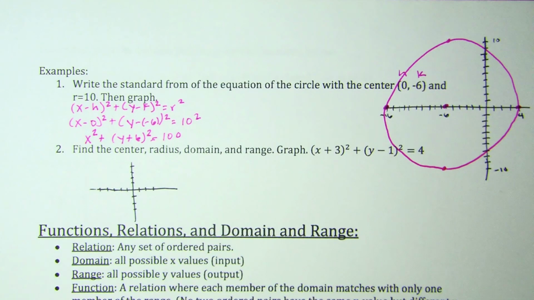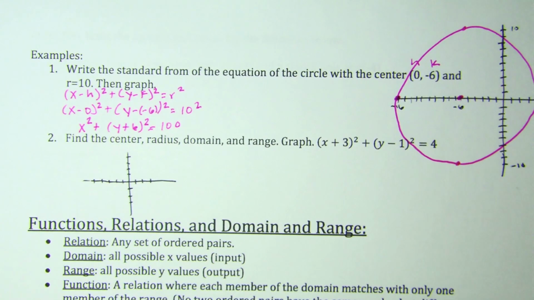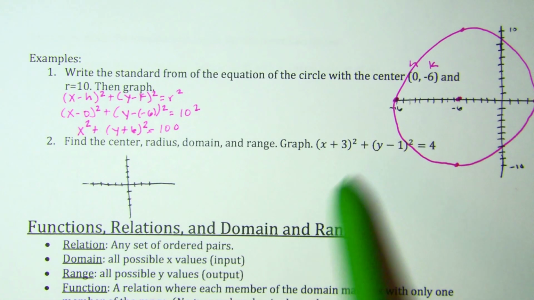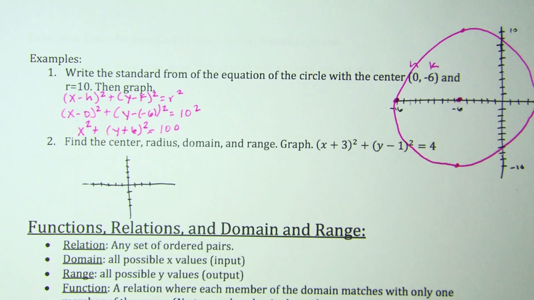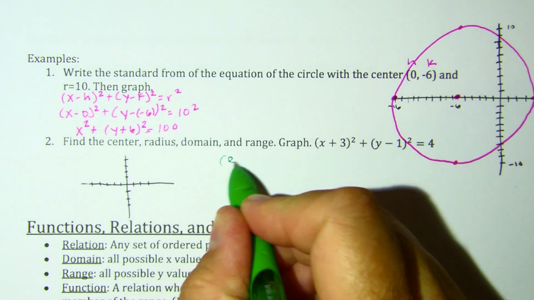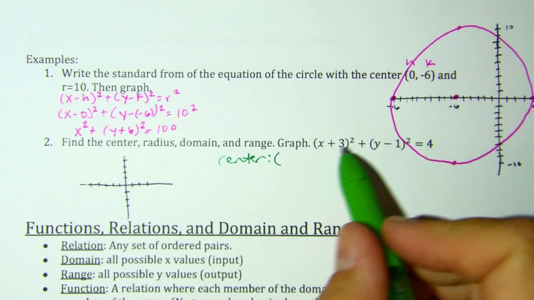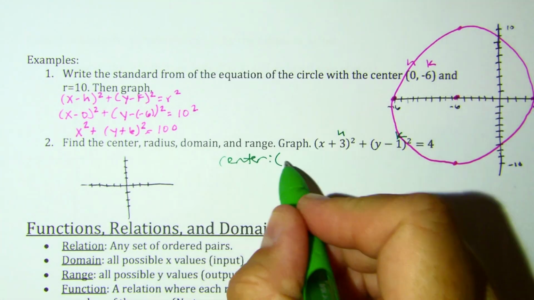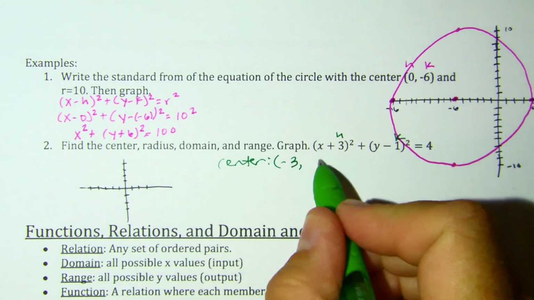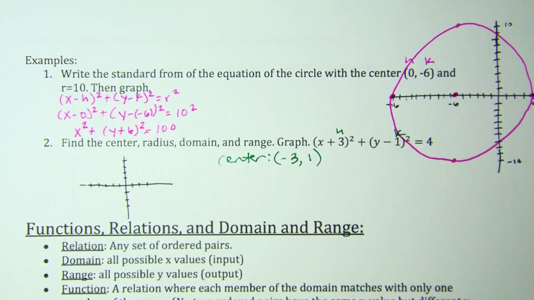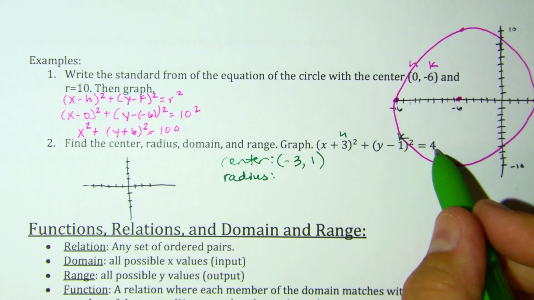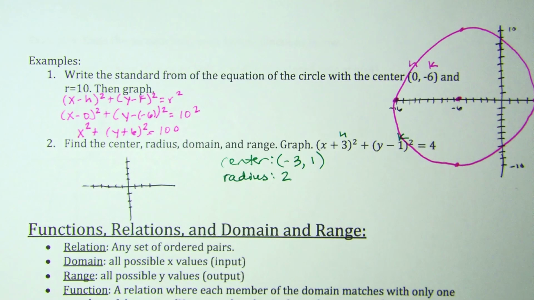The next example says to find the center and the radius and the domain and range, and we're going to be looking at a graph with the equation (x plus 3) squared plus (y minus 1) squared equals 4. So my center is my (h, k), and remember, if this is a plus 3, then it's negative 3 here, and then 1 as my k value. My radius, well, if r squared is 4, then my radius is 2.